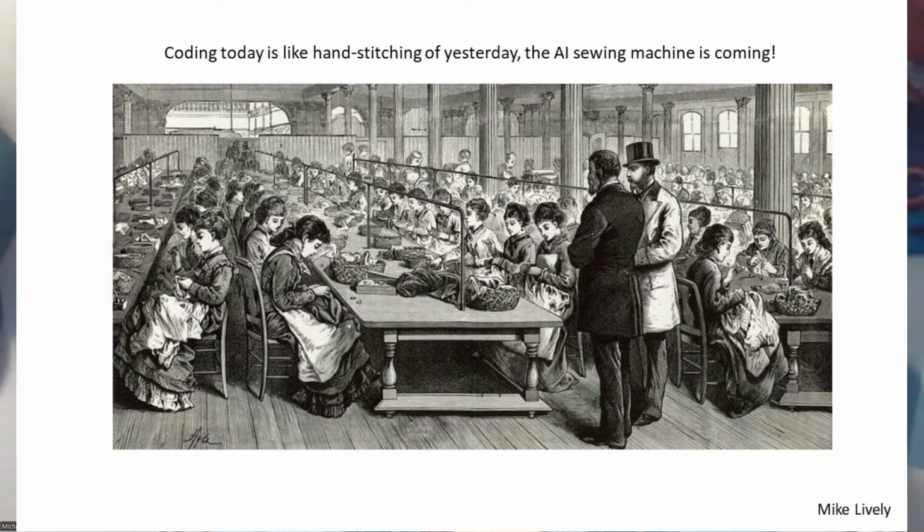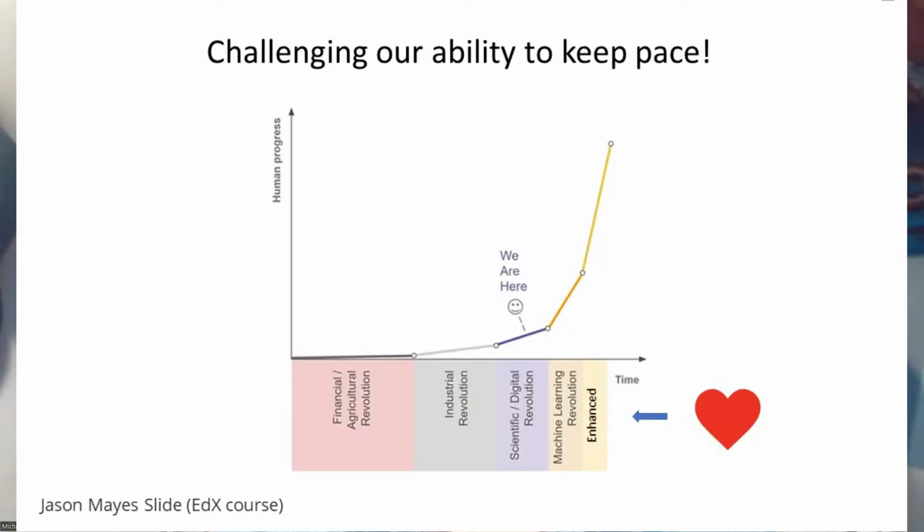With that said, this actually comes from Jay May's slide on edX, a course I took, and I'm going to talk about that a bit. He talks about the financial and agricultural revolution, and then the industrial revolution, getting closer and closer together. We've entered that scientific digital revolution. We're right on the cusp of that machine learning revolution. You see things are coming tighter together. And then there's what I call the enhanced revolution, where people are going to start connecting themselves, right? The creator falls in love with his creation, and he starts connecting himself to the stuff he built.